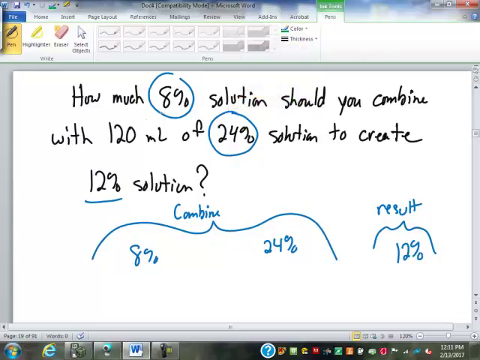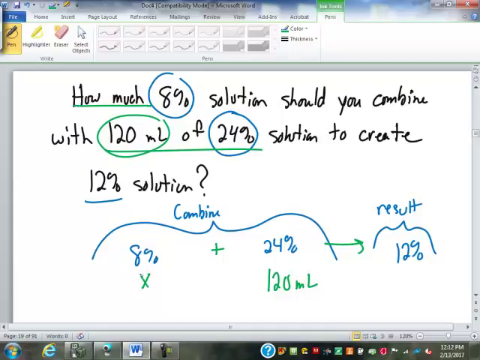We know the amount of 120 milliliters. Which one does that go with? Perfect, 24%. So then we're asked to find how much of the 8%, so we'll let that be x. So then the amount of our result is going to be x plus 120.